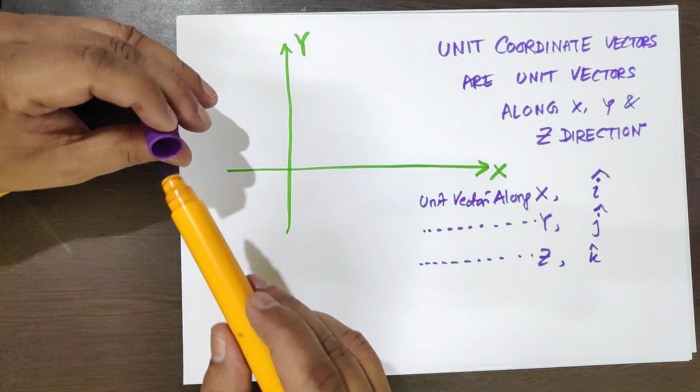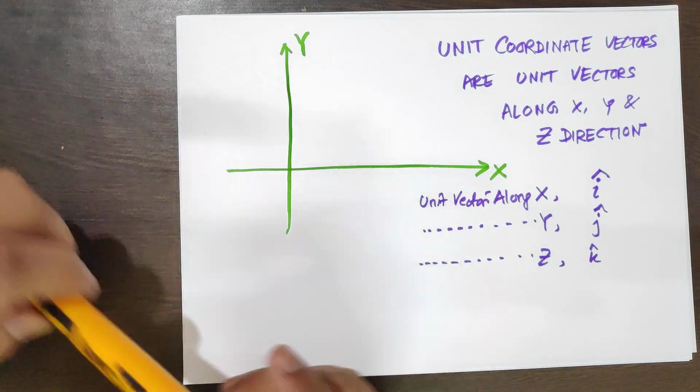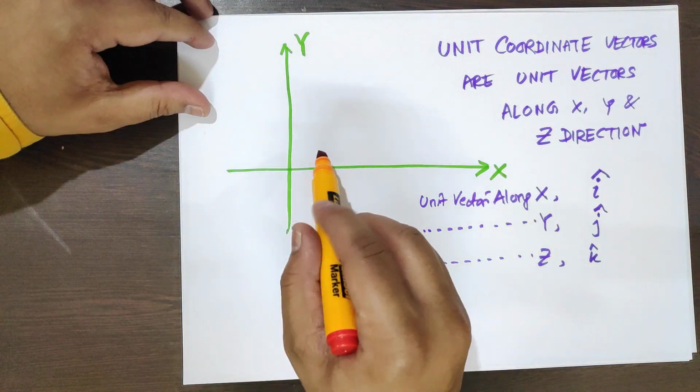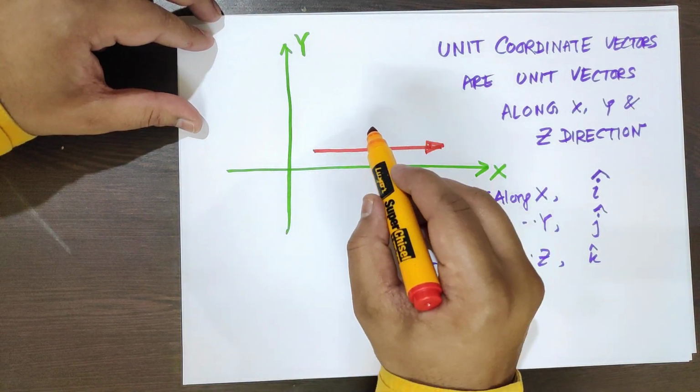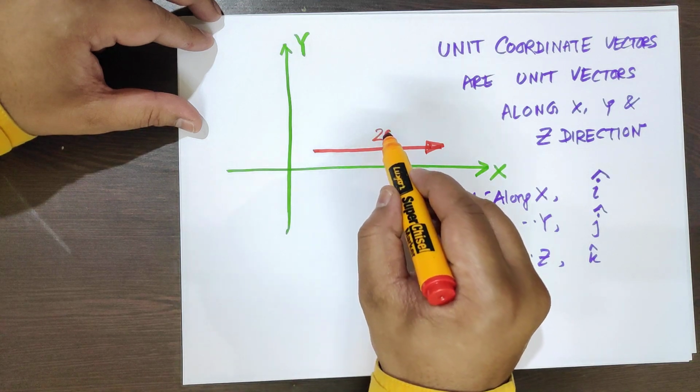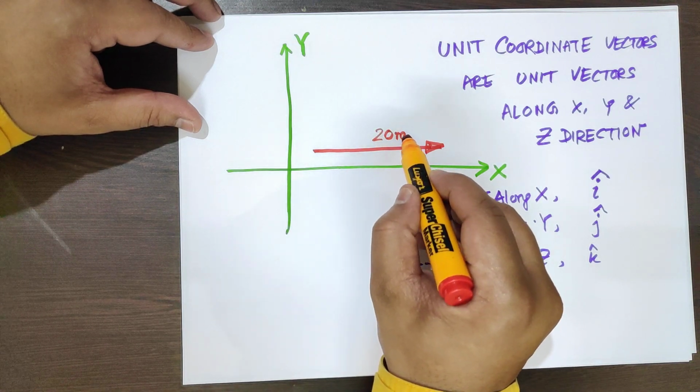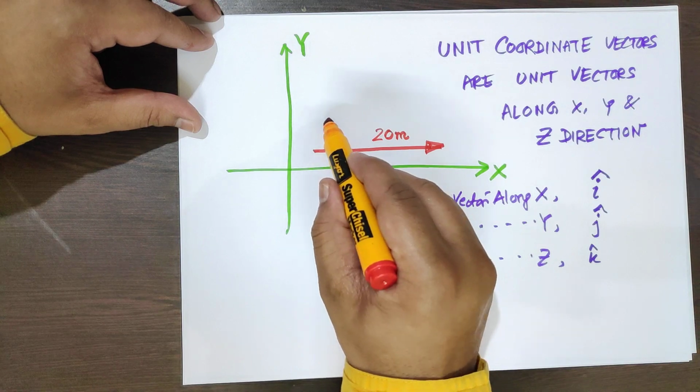Okay, so suppose there is a vector here A. Now this vector having magnitude of 20 meter A.